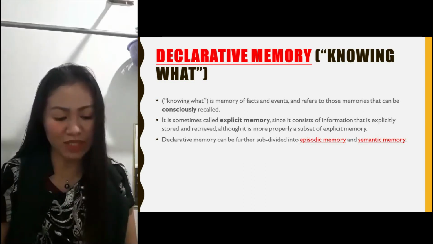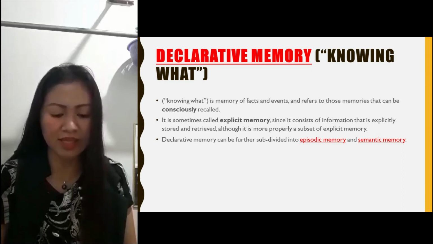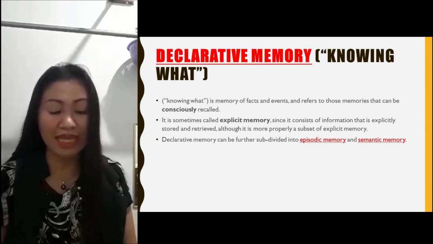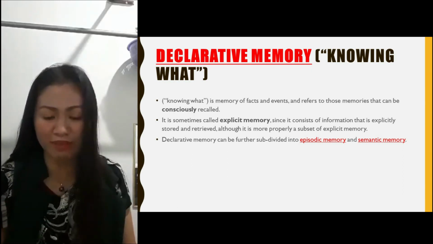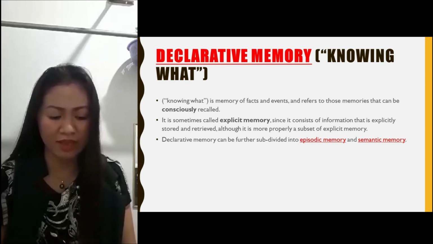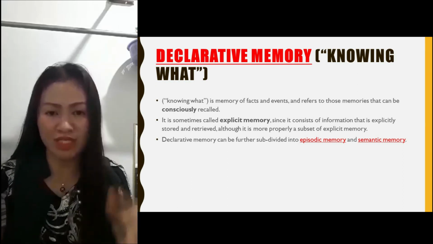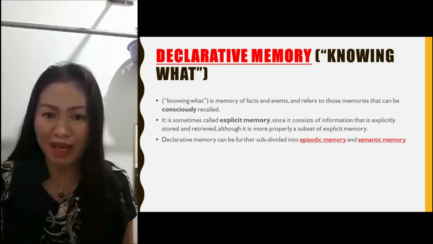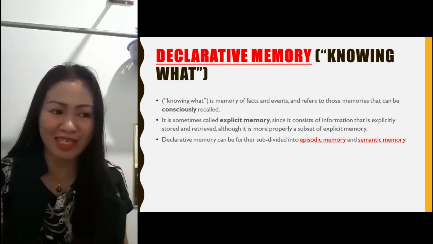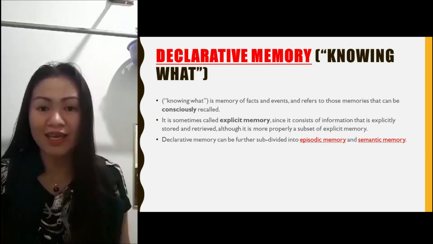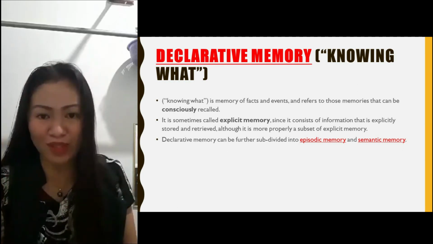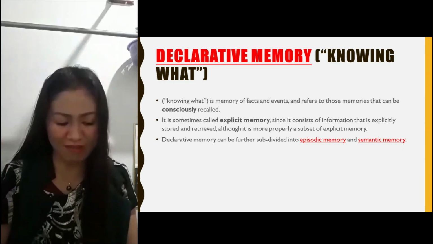And also the examples of declarative memories are the facts or memories of past events that can be declared rather than performed. For example, might include an important life event. So, who is coming to your birthday, who is coming to the parties, or whatever events you will do in your life. You remember all of that. So, that is a part of declarative memory.